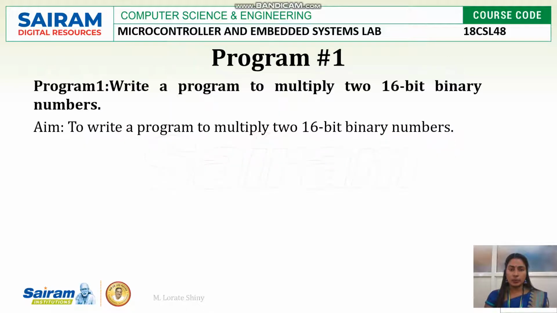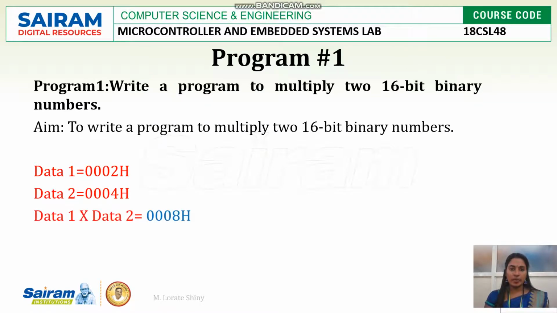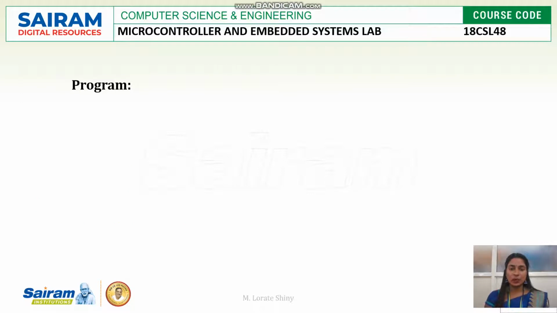Okay. Now the first program. The program is to write a program to multiply two 16-bit binary numbers. So here the concept is we take two 16-bit numbers and multiply them. Data 1, which I assumed here, is 0002H hexadecimal value. This is 16-bit data. The second 16-bit data is 0004. Then I will multiply these two. When we multiply these two data, we will get 0008. So for this we are going to write a program.